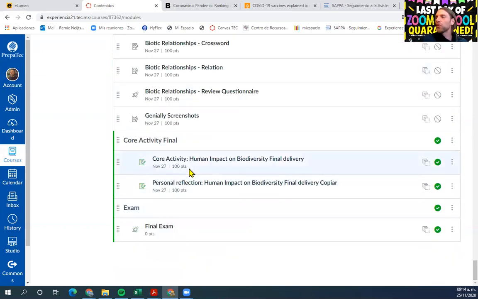And then, of course, do not forget this core activity, which is for Friday, because you got like 3-4 weeks to do that. But on Friday, it has to be handed in. And if you do all of this, this subject is done.